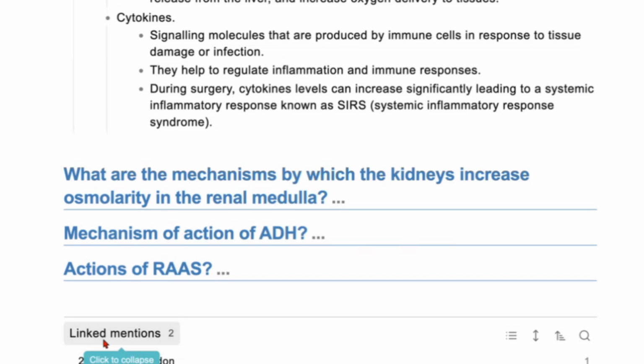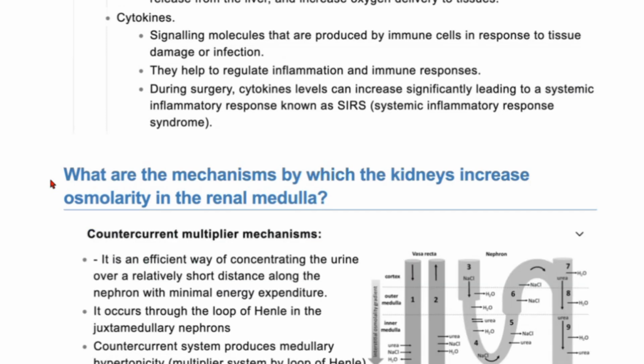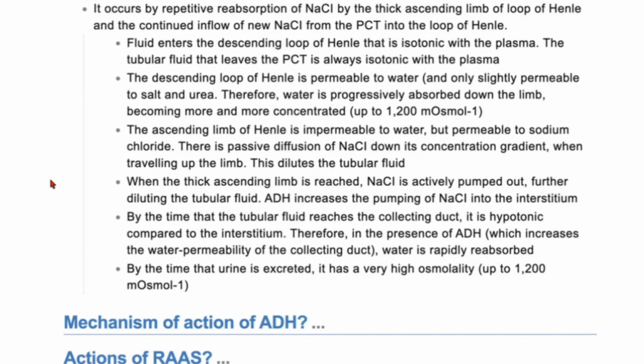And therefore you have an inflow of sodium chloride into the PCT and ascending loop of Henle. You have fluid leaving the PCT, which is isotonic, and you have an efflux of sodium chloride from the ascending loop of Henle. And also because of the vasa recta, you have a flux of water from the collecting duct tubules. What's the mechanism of the ADH?